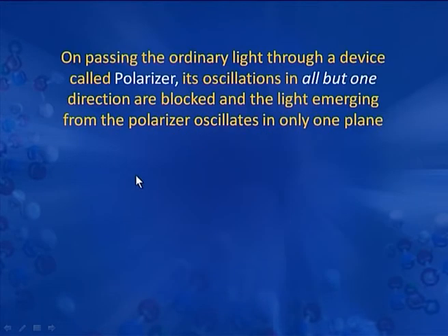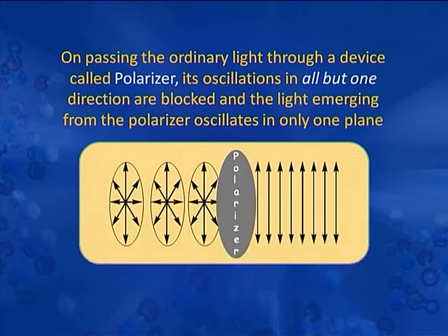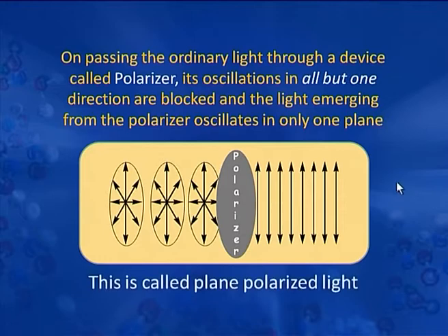On passing this ordinary light through a device called polarizer, its oscillations in all but one direction are blocked, and the light emerging from the polarizer oscillates in only one plane. We can show it like this. This is ordinary light, and when it is passed through a polarizer, now we have got its vibration in one plane only. This light is called plane polarized light.